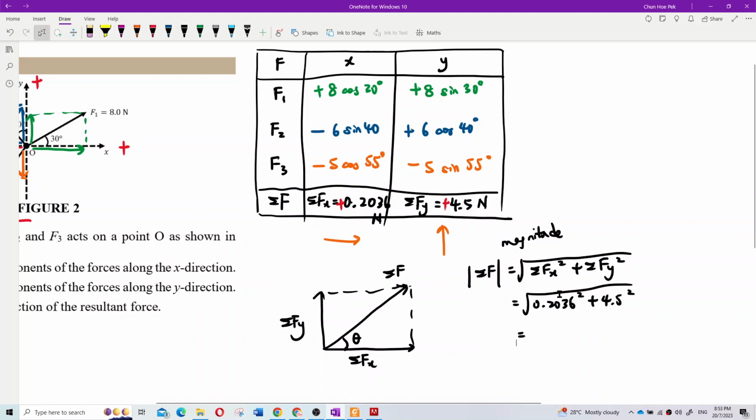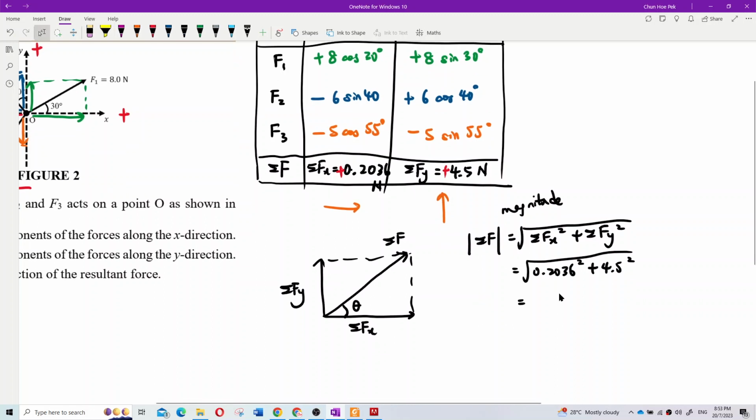And then to find the direction now. 4.50. Because the x component is extremely small, the majority is the y component. So actually the direction is more to this way. The resultant F is actually like this.